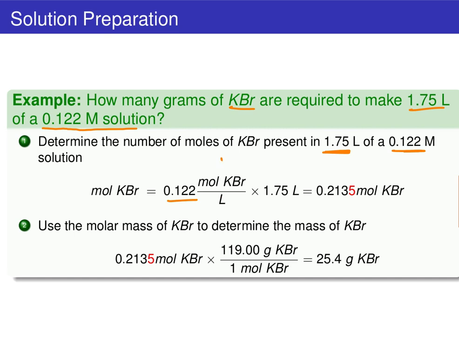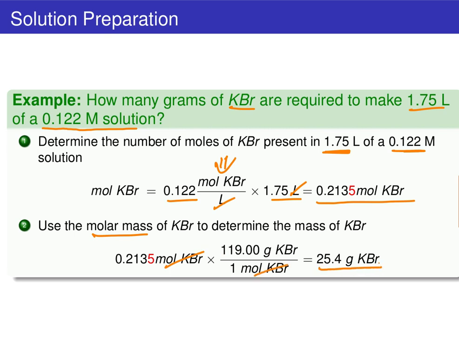We know that we want a 0.122 mole per liter solution. We're going to multiply that by the volume. Liter units cancel out, and we will be left with 0.2135 moles of potassium bromide. Once we have the number of moles of potassium bromide, in our second step we can use the molar mass of potassium bromide, which is 119.00 grams per mole, multiply through, and we will arrive at our final answer.